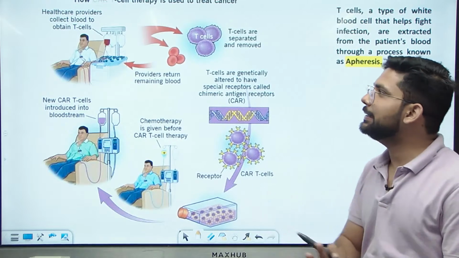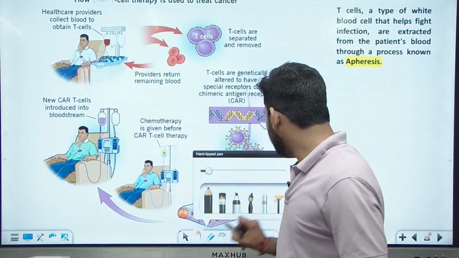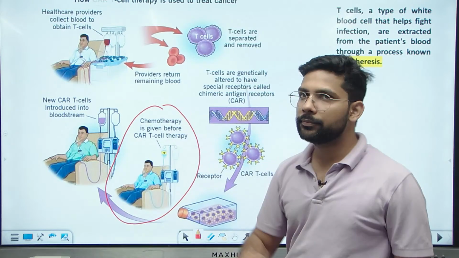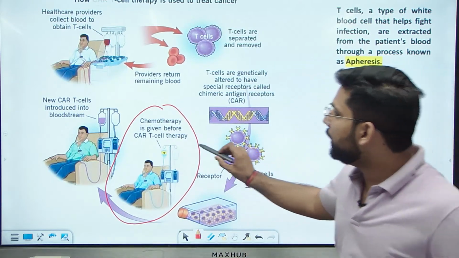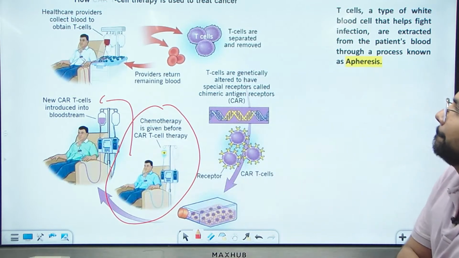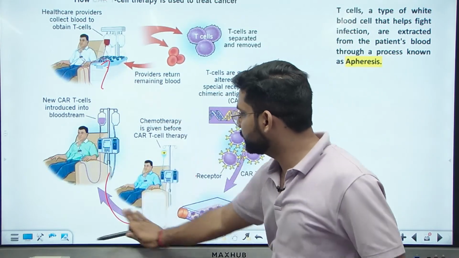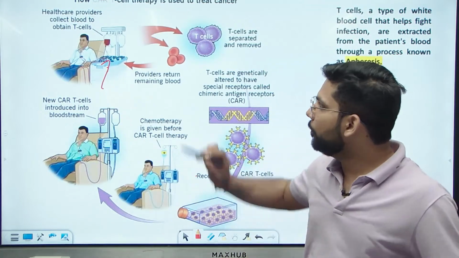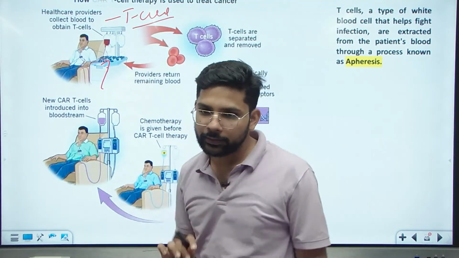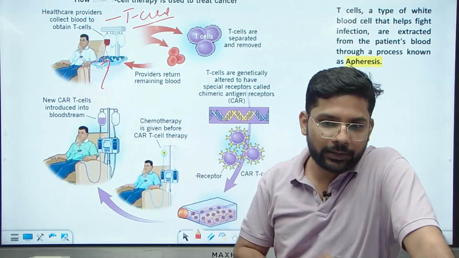Let's see how this CAR T cell therapy works. The person who has been given chemotherapy, who is suffering from cancer, is giving his blood. Healthcare providers collect blood for the T cells. From his blood, they will separate the T cells. That's why it's called CAR T cell.